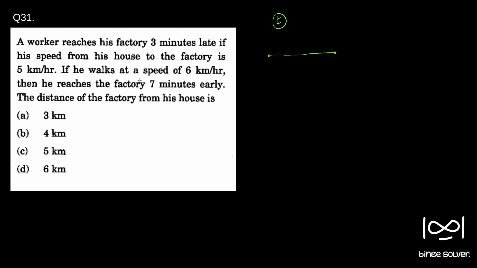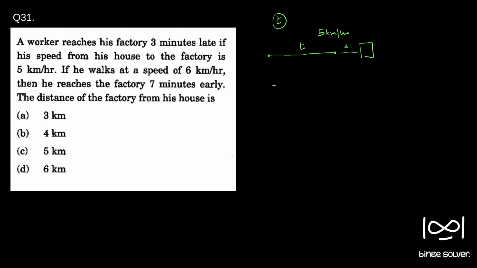So since we are given 3 minutes late and 3 minutes early, we will have to use t, which is the expected time at which he should reach the factory. So let t be that time. It is given in the first case, he walks for t minutes, then he took 3 more minutes to reach his factory when he walks at a speed of 5 km per hour.